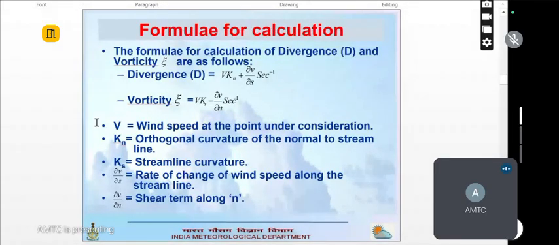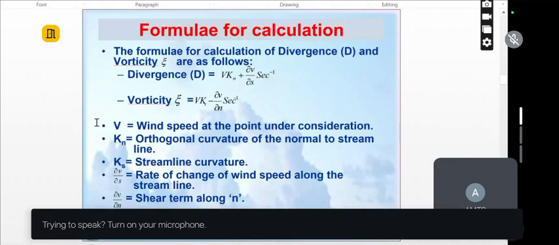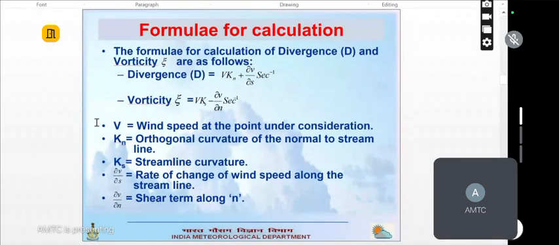And what is here is the streamline curvature. And what is this? dV by dL is the lateral change of wind speed around the streamline in divergence. And dV by dL is a shear term. What is a shear term? Anybody knows? What is shear? The idea of shear? No, sir.